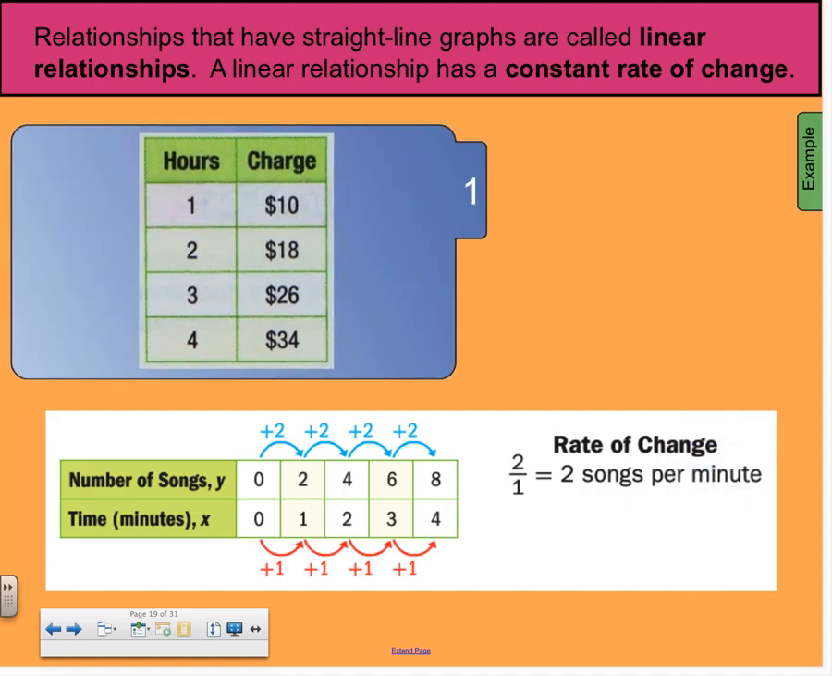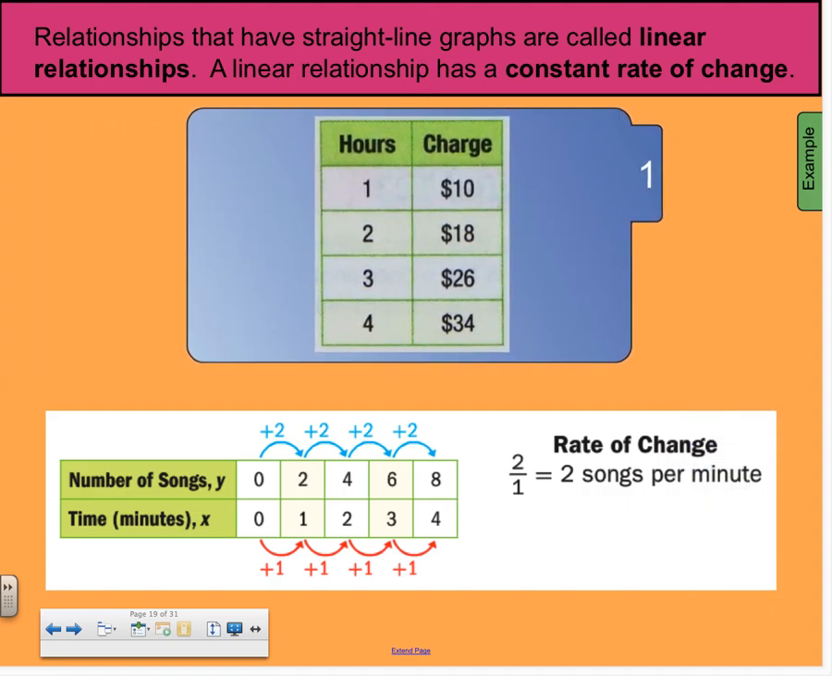In this example, I have hours and a charge. So if I look on the left here, I can see that this is increasing by 1 each time. If I look on the right, it looks like it's increasing by 8 each time. So I do have a constant increase here. I do have a constant increase here, so it does have a constant rate of change. Once again, I want to know what that constant rate of change is, and I can find the change in y over the change in x.